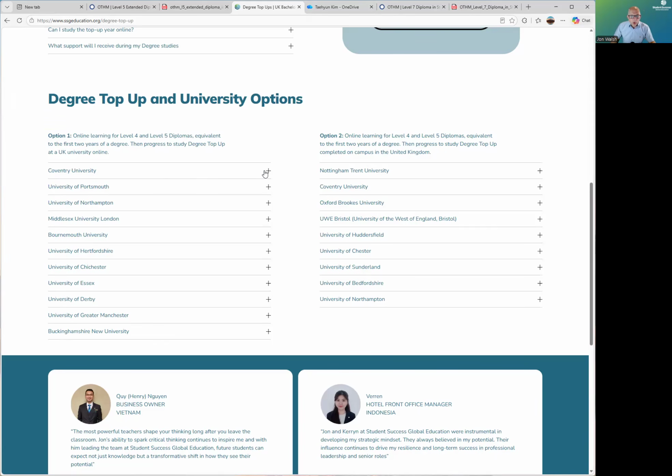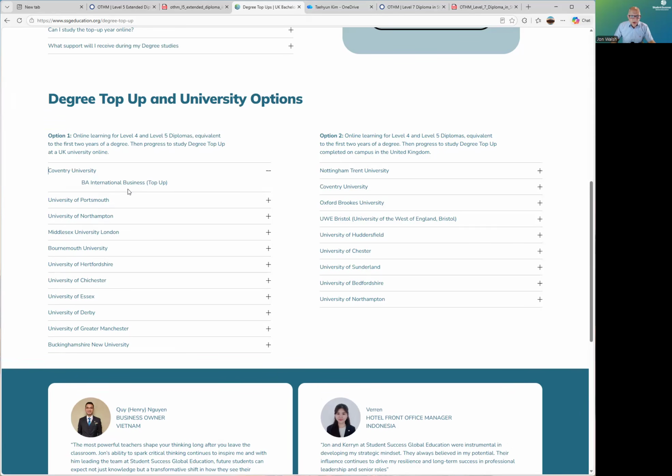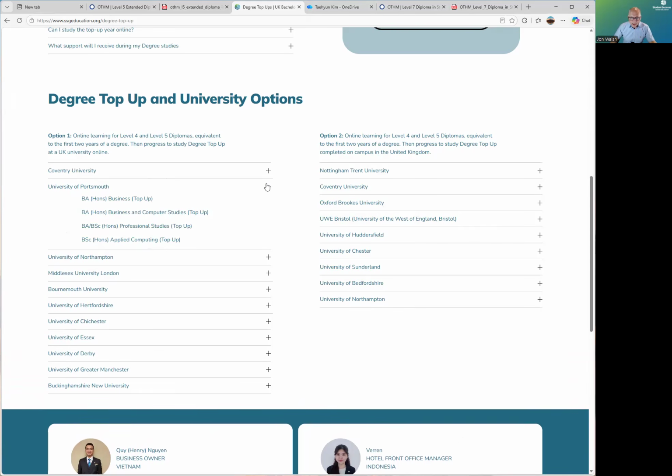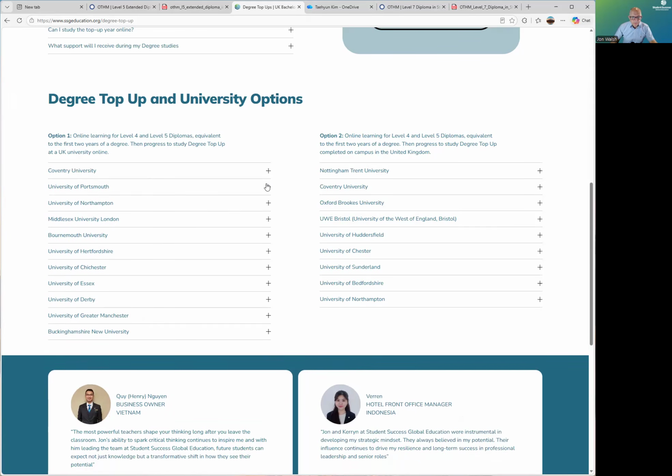Now, if you go on the website, you can see this plus sign there. If you just click on the plus sign, you can, for instance, see what different programs we have partnerships with these universities. For instance, with Coventry University, you can get a BA, Bachelor of Arts in International Business top up. University of Portsmouth, again, business top up, business and computer studies, professional studies top up, and applied computing. And all these have different aspects.